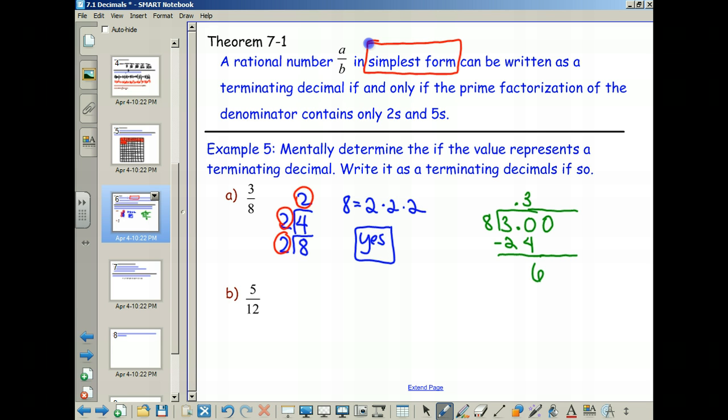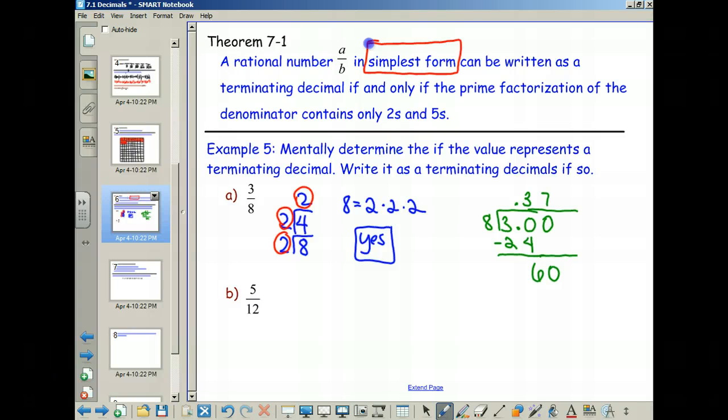Because there's no remainders in what we're doing, right? We're looking for the decimals to end up giving no remainder. Once we get to a 0 remainder at the bottom, that's when we're done. But I'm not there yet because I've got 6. So then I've got a 6 and a 0. So how many times does 8 go into 60? 7 times.